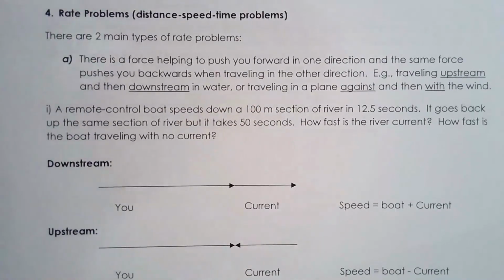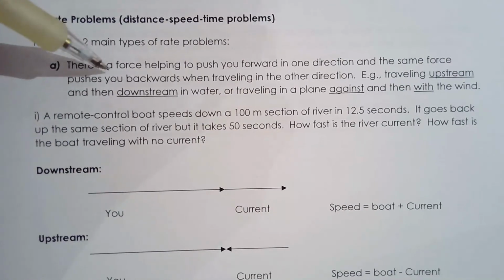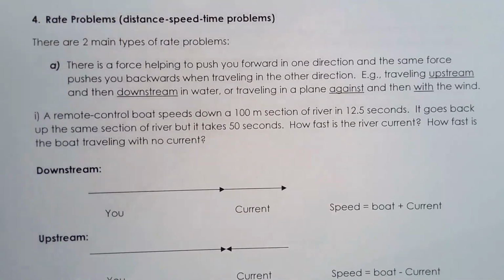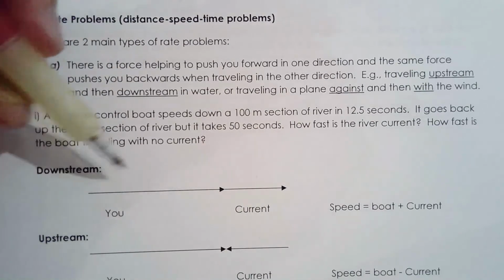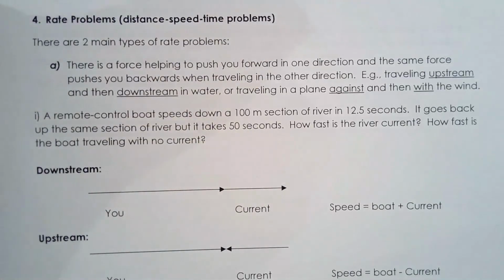There's 2 trips. You make a trip that has a force pushing with your direction, and then you have to go against that force afterwards. So for example, if you're on a boat and you're going with the current, and then you have to go against the current. Or if you think about if you're a plane, you're going with the wind for one trip, and then you have to go against the wind on the trip back.